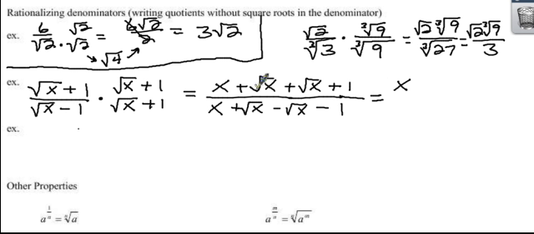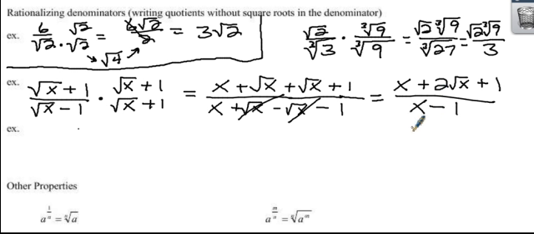Okay, so I have x, and then root x plus root x is 2 root x. Can't do anything more with that. And then plus 1. And on the bottom, cancel, cancel. We just have x minus 1. And we're all happy. Now, I want to do a couple more for you.